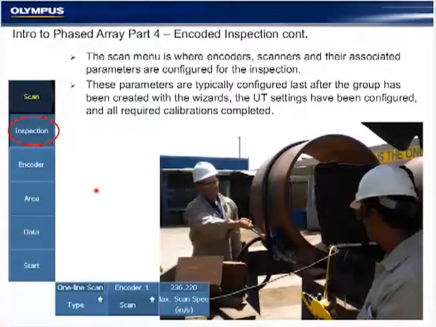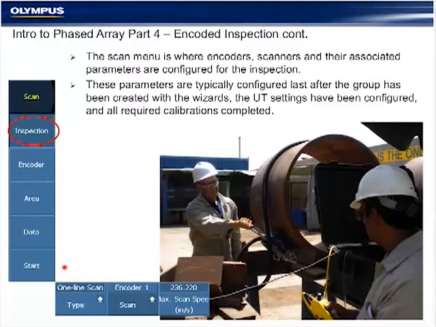Our typical inspection, and what makes up the overwhelming number of inspections being performed today in phased array in general and in Olympus MX2 in particular, is the encoded one-line scan. The scan menu that we will take a look at on the MX2 shortly consists of a series of submenus of inspection, encoder, area, data, and start that we will use to convert what would normally be a manual inspection to a recorded inspection.